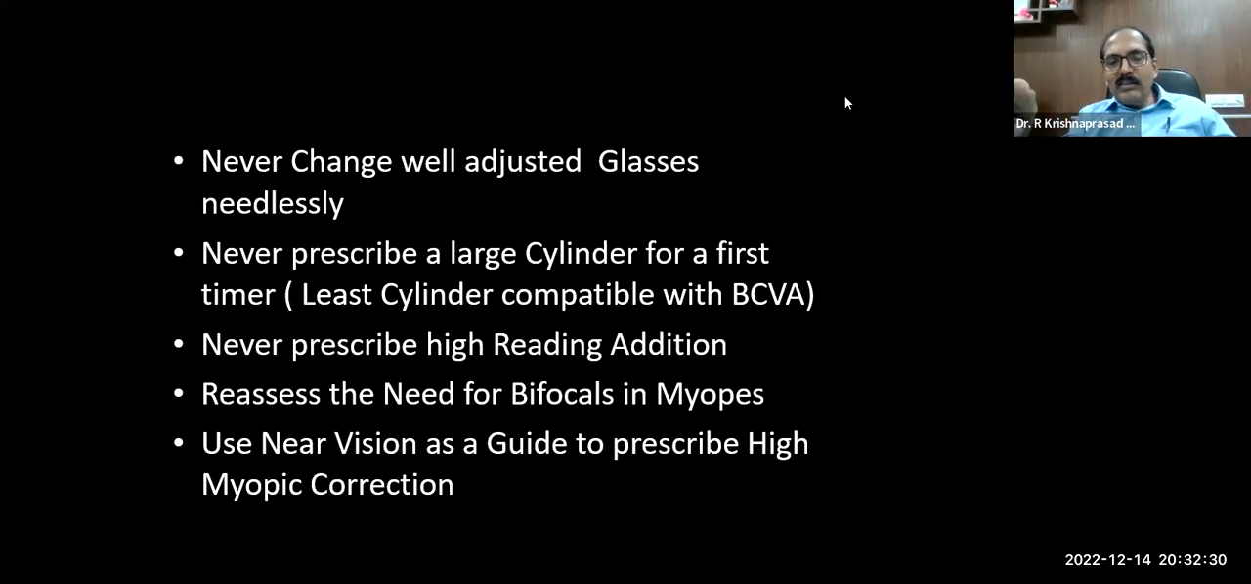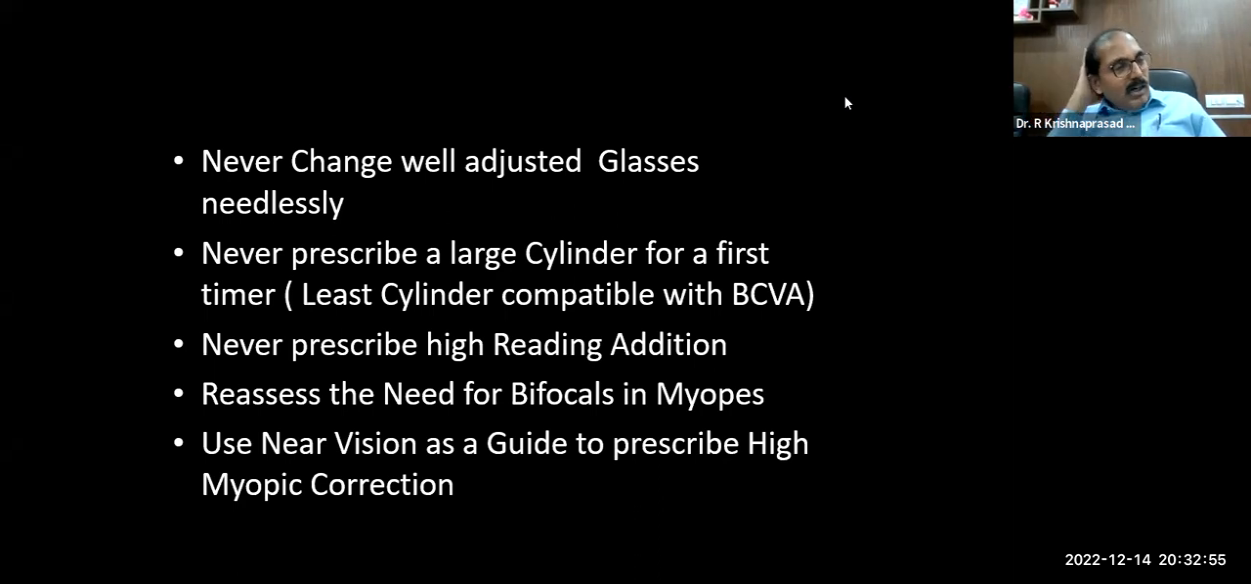So always check near vision in children also as a routine. You never know, a lot of children have accommodative lag. A lot of children have hypoaccommodation. I'm a strabismologist. We see a lot of patients with what we call hypoaccommodative convergence excess. A lot of people come with convergent squint for near.